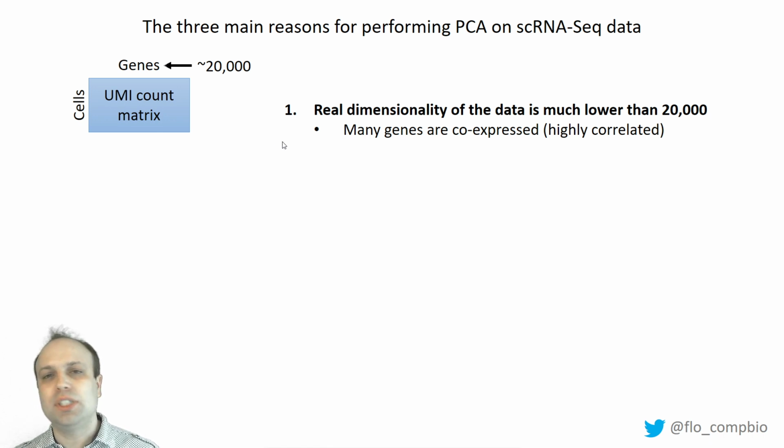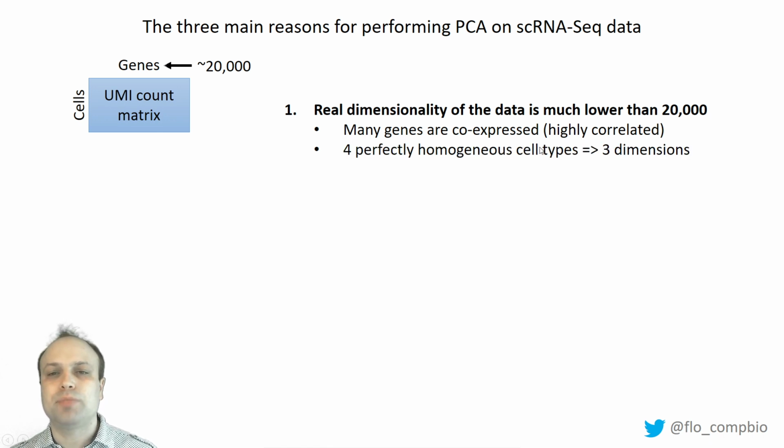Why? Because many genes are actually co-expressed. So co-expression of genes happens all the time. They're highly correlated. And let's say, imagine a toy example where you maybe have just four cell types in your data, and assume for a second they're all perfectly biologically homogeneous, which they may not be, but assume that they are for a second. If you have 4 cell types that are homogeneous, then really your data lives in 3 dimensions, no matter how many genes you're measuring.